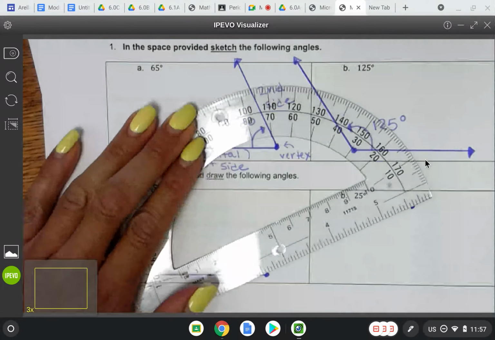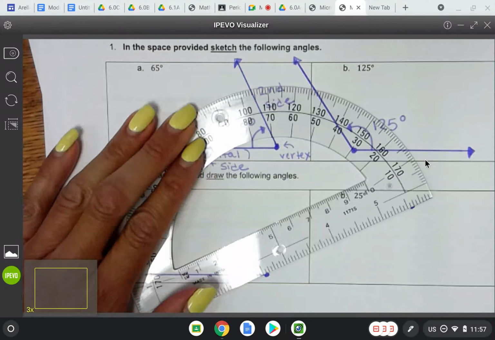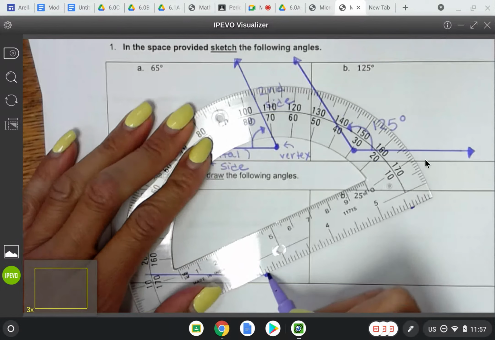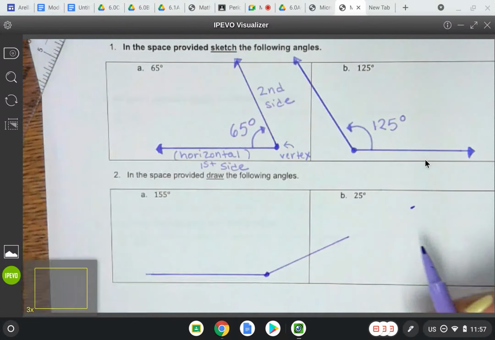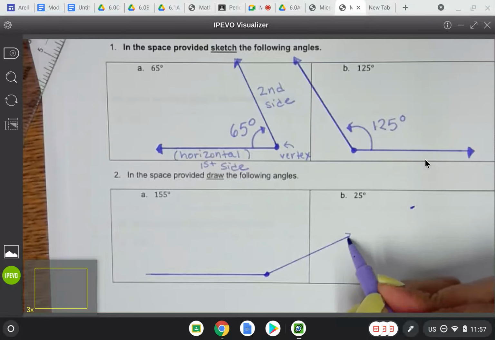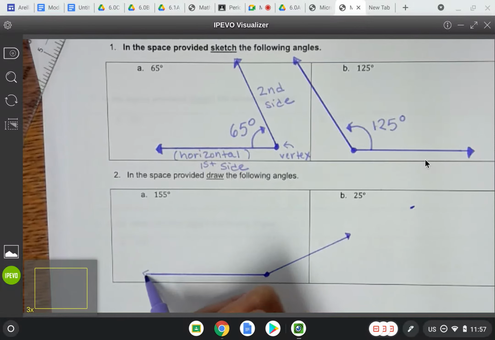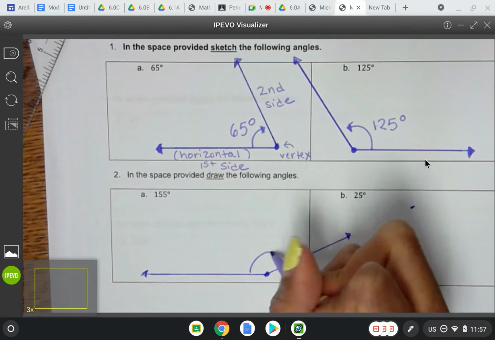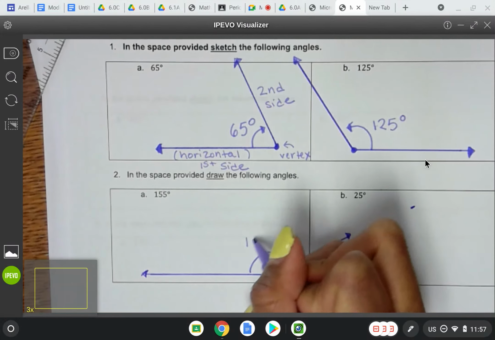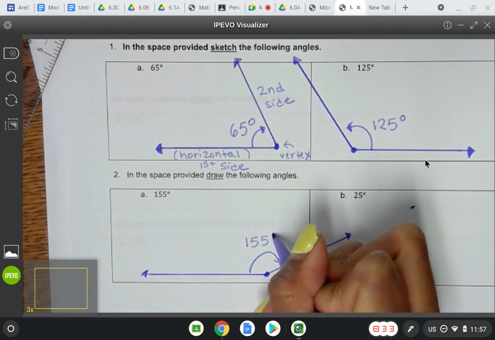Then I line up my mark and my vertex. I draw a straight line. Okay, I don't have to extend all the way to that mark. I draw arrows at the end of both sides of my angle, and that is the two rays that form the angle. And then this angle was measured clockwise, and it was 155 degrees.